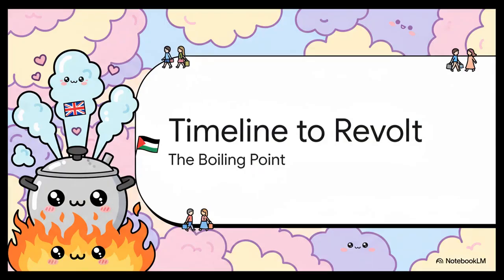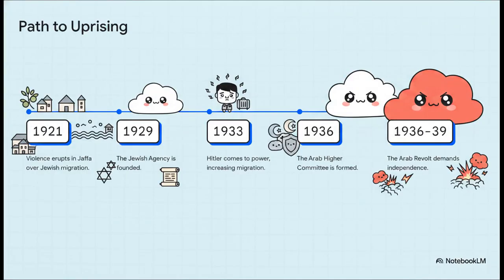Section 5, Timeline to the Revolt, the boiling point. Following a clear chronology is the secret to a high-scoring history essay. You can literally see the pressure mounting year by year here. We start in 1921, with early violence erupting in Jaffa directly over migration. Jump to 1929, the Jewish Agency creates structured support for a homeland. Then 1933, the tragic catalyst of Hitler coming to power drastically accelerates the migration. By 1936, the Arab Higher Committee is formed to organize opposition.